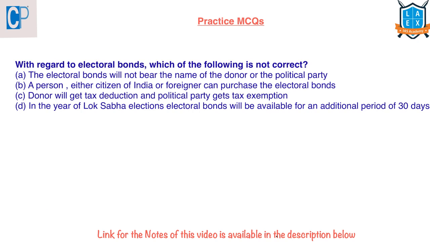Now let's see the practice prelims MCQs related to today's video. Try to answer this question. With regard to the electoral bonds, which of the following is not correct? The electoral bonds will not bear the name of the donor or political party. A person, either a citizen of India or a foreigner, can purchase the electoral bonds. Donor will get tax deduction and political party will get tax exemption. In the year of Lok Sabha elections, electoral bonds will be available for an additional period of 30 days. Try to answer this question and post your answer in the comment box.